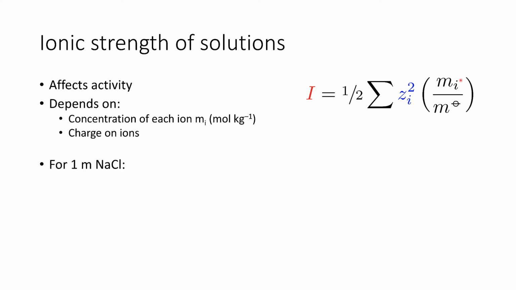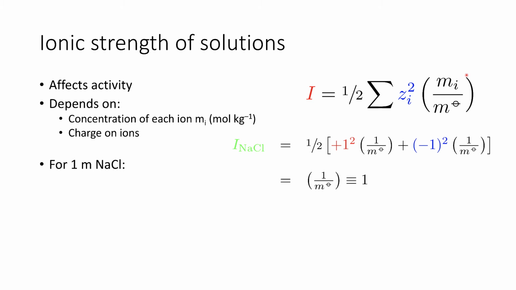If we consider 1 molal NaCl, we simply substitute the values in. Let's deal with the sodium first. We've got a +1 charge, we square that, multiply it by the concentration divided by the standard concentration, and then we add on to this the charge of the chloride and square that.